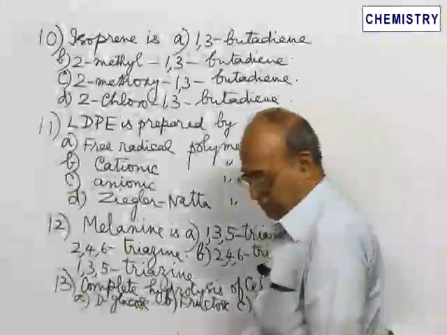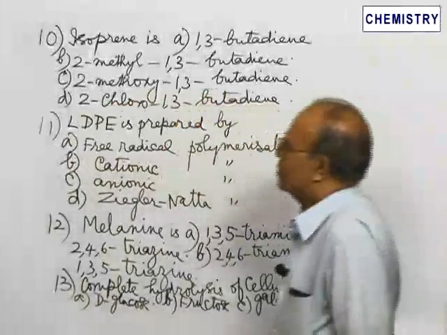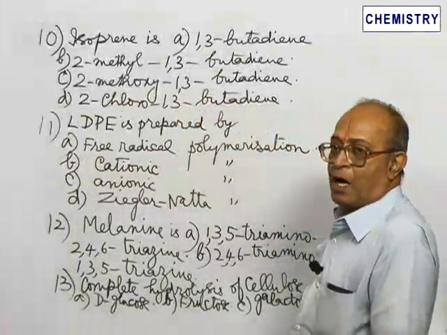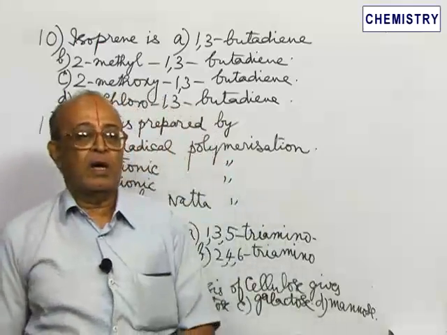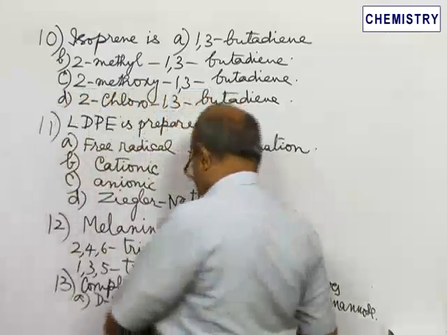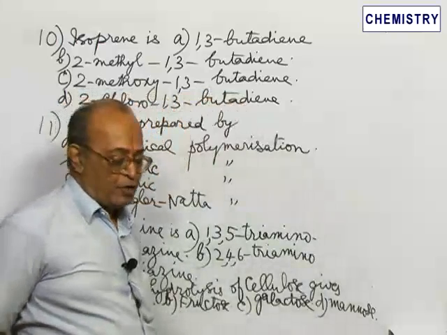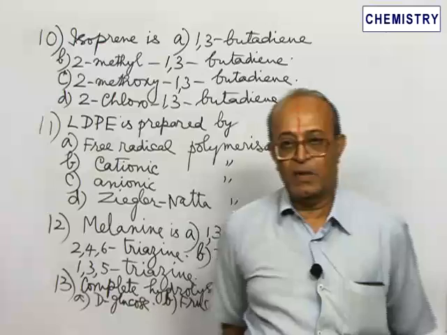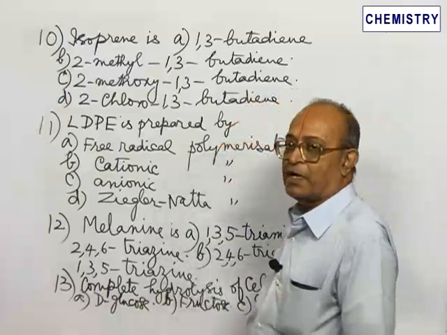Now, simple multiple choice questions. Isoprene. Probably you remember this isoprene is the basic unit for natural rubber and also for another material, gutta-percha.